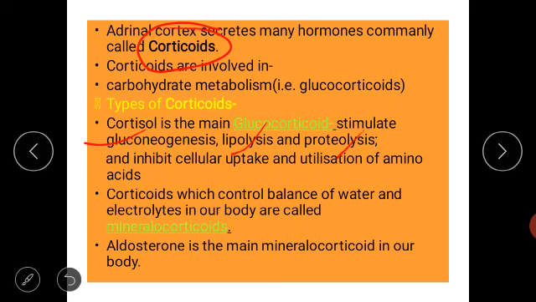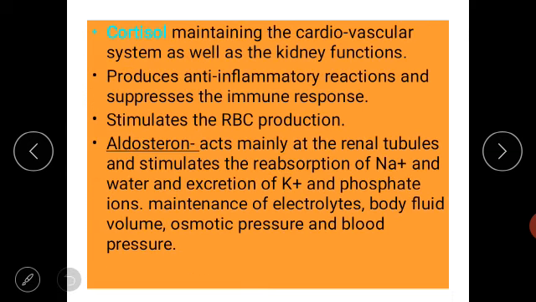Among the types of corticoid hormones, we have cortisol, and the glucocorticoid comes in the category of cortisol. Likewise, aldosterone is also a kind of hormone. Which kind? Mineralocorticoid, and mineralocorticoid is nothing but a corticoid. So aldosterone maintains the mineral and electrolyte level in the body. Cortisol maintains the cardiovascular system as well as the kidney functions.